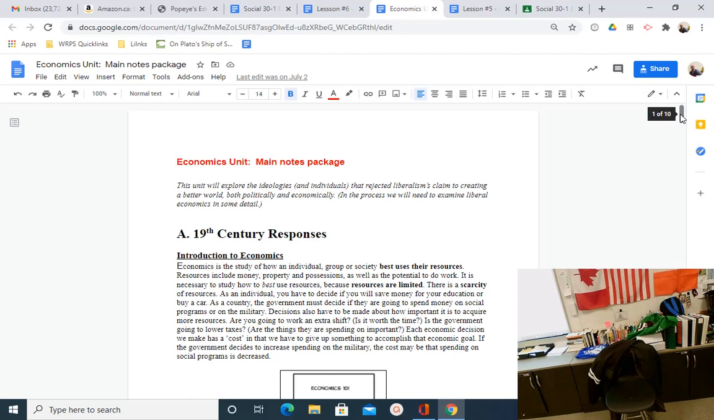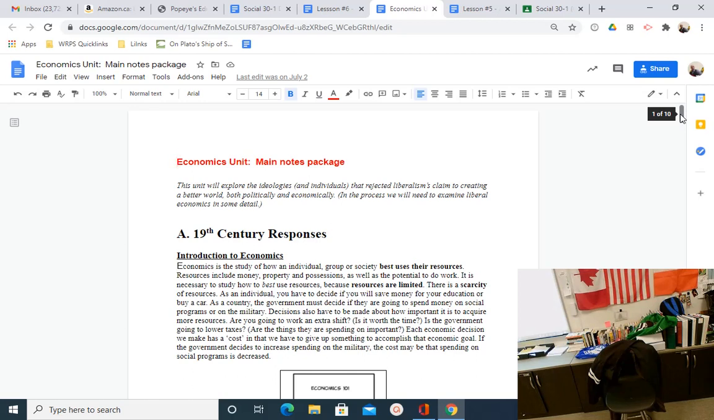So I'm just highlighting that because the textbook does a good job in chapters 4, 6, 8, 12, and 5 talking about economics, but that's a lot of chapters. And I'd like you to read through them, but at the end, you might need a summarized version. That's what this main notes package is. It's a summarized version of economics. Economics is 45% of the year.